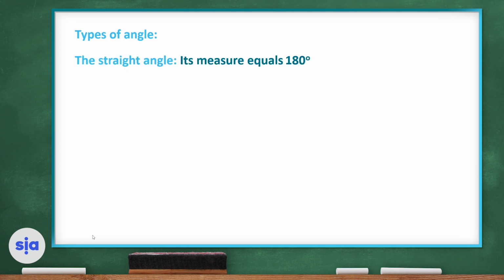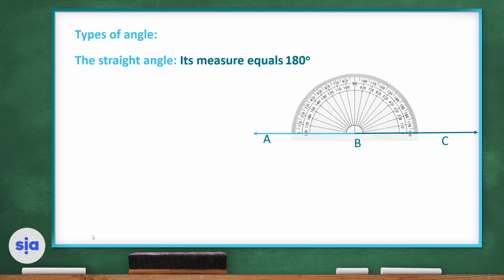The last type of angles is the straight angle. The straight angle is an angle that has a measure of 180 degrees. Like here, this is the first side, here's the other side. In the protractor here, it's 180 degrees. It's called the straight angle because AC is a straight line. The two sides are making one straight line. So the measure of angle ABC is 180 degrees, and points A, B, C are collinear. Collinear means that they are collected in the same line.